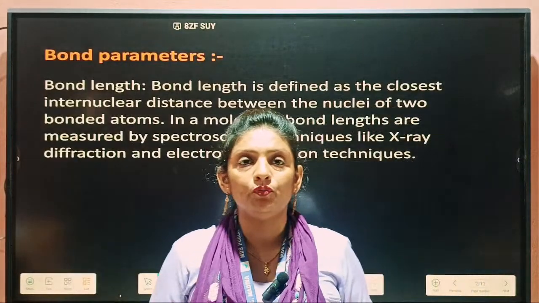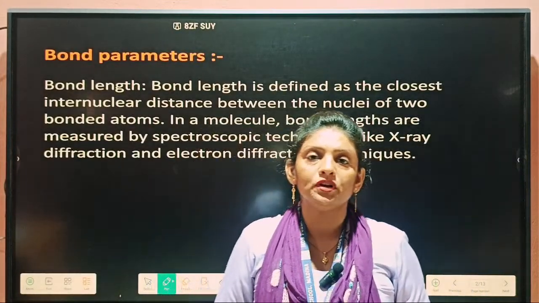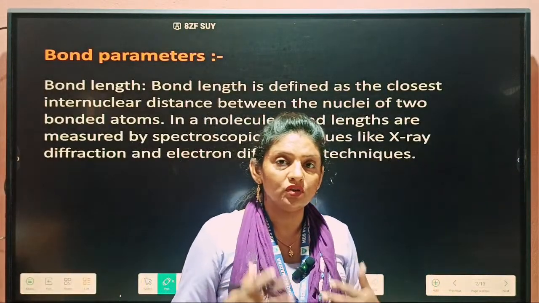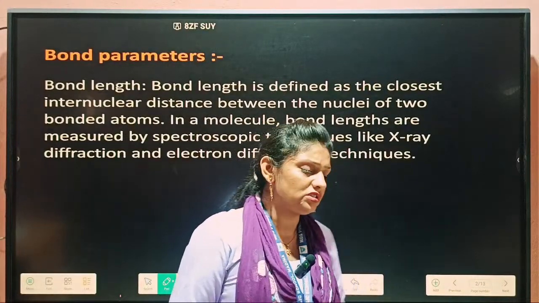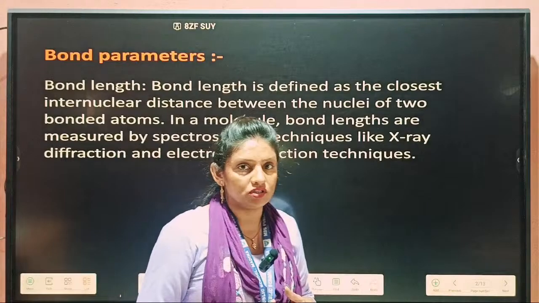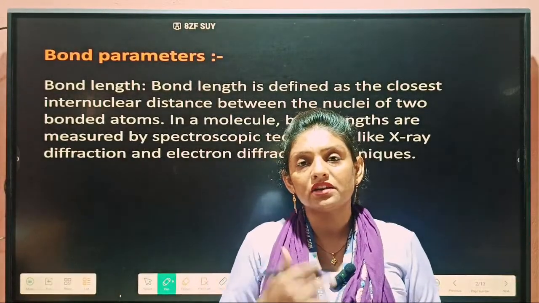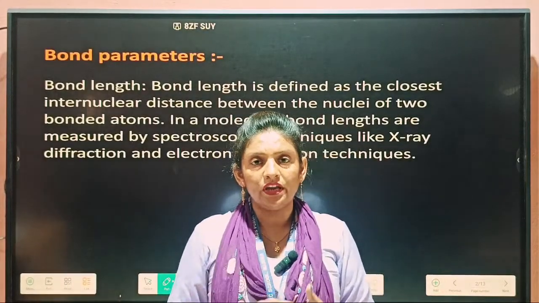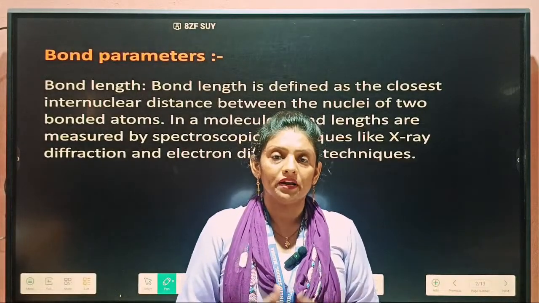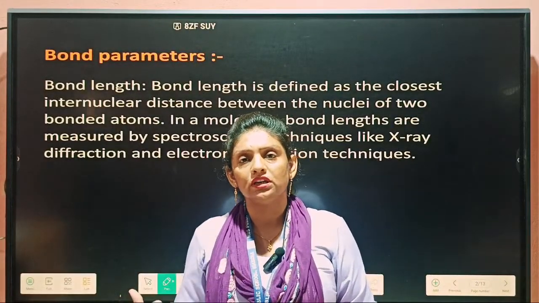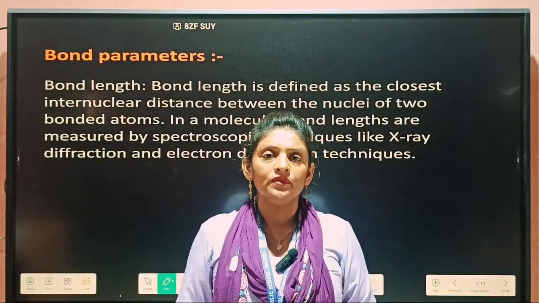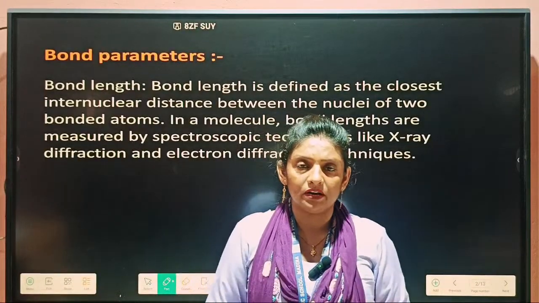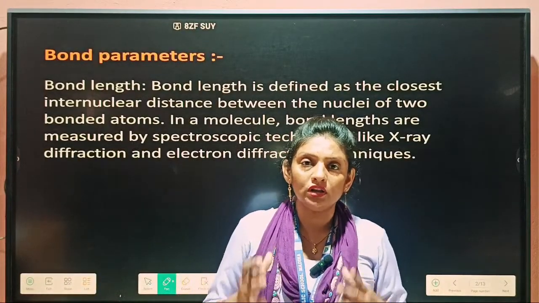Students, today we will do bond parameters. This is also a topic of Unit 4, Chemical Bonding, Class 11. Bond parameters. Students, what do you mean by the bond parameters? Actually, in the case of a covalent bond, we can determine the strength of the covalent bond by knowing the values of some parameters like bond length, bond order, bond energy, bond strength, and bond angle. All these are known as the bond parameters. So one by one we will discuss all the bond parameters.